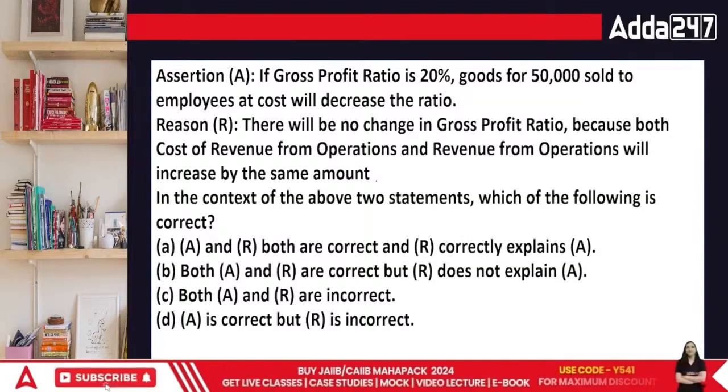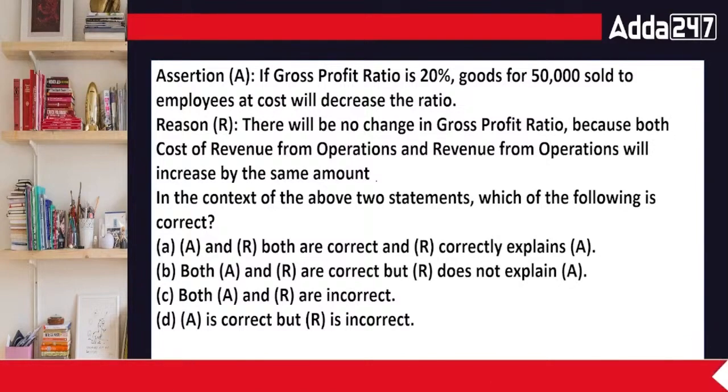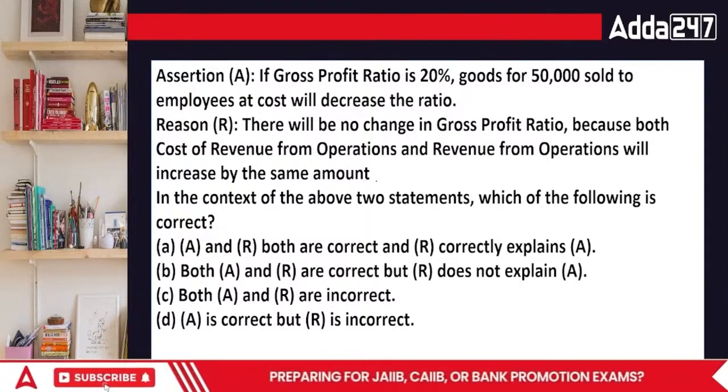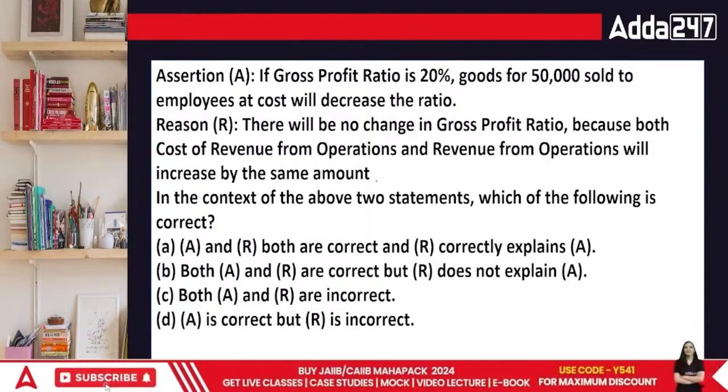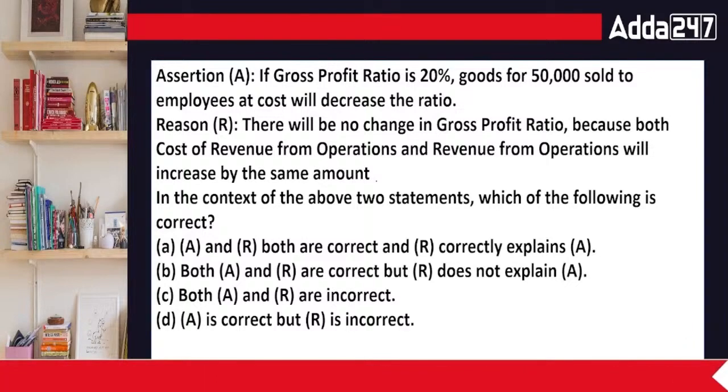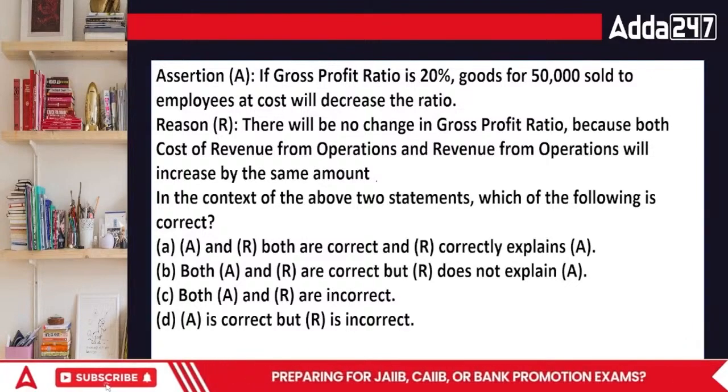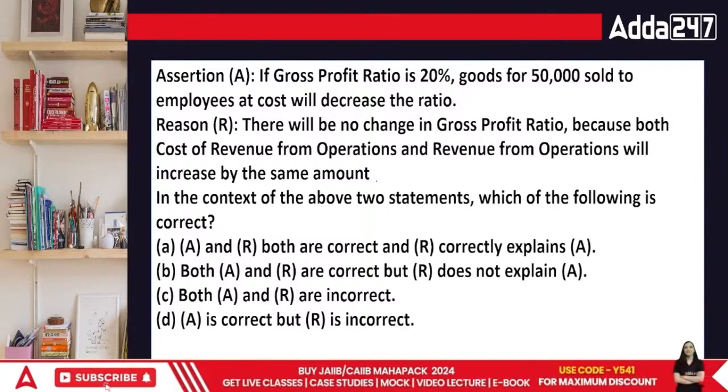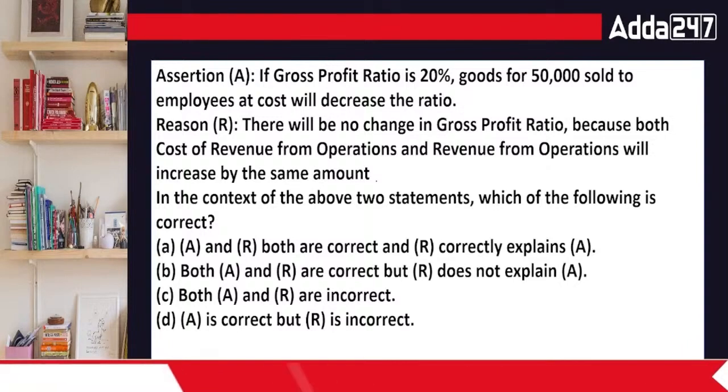Acha, everyone, if the GP ratio is 20%, goods worth 50,000 sold to an employee at cost, will it decrease the ratio? There will be no change in the gross profit ratio because both the cost of revenue and revenue from operations will be increased by the same amount.